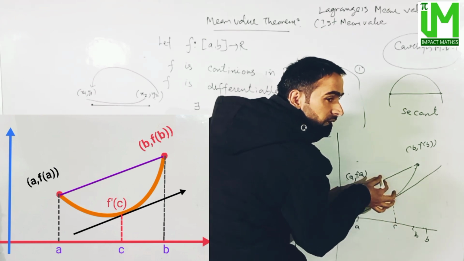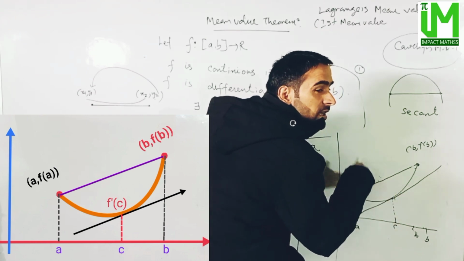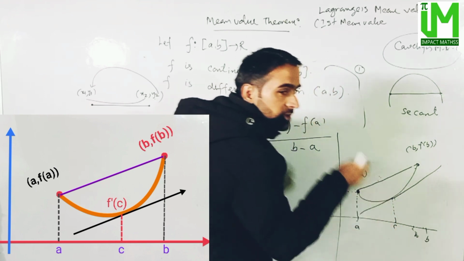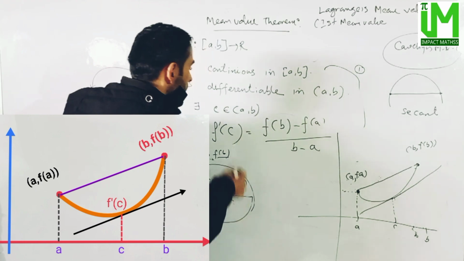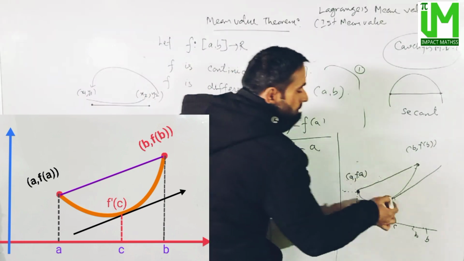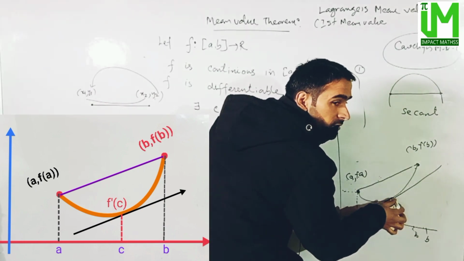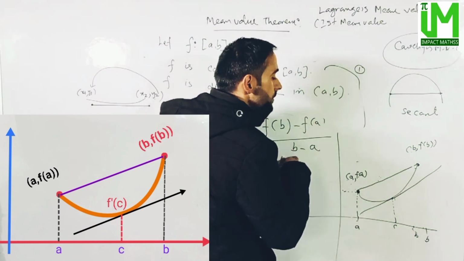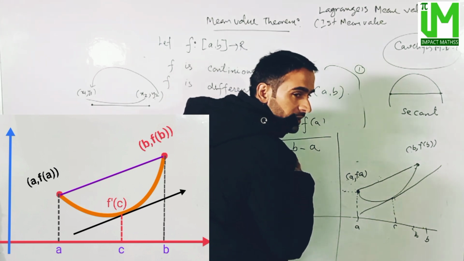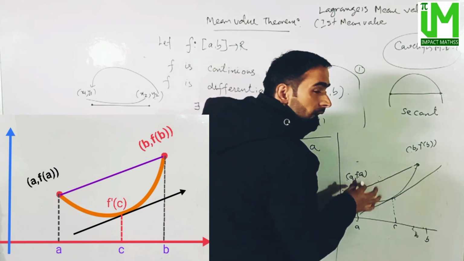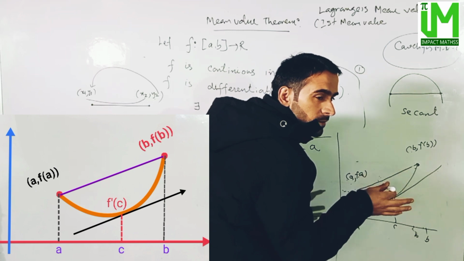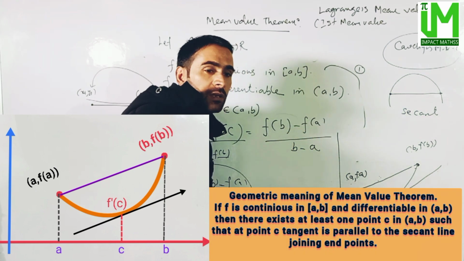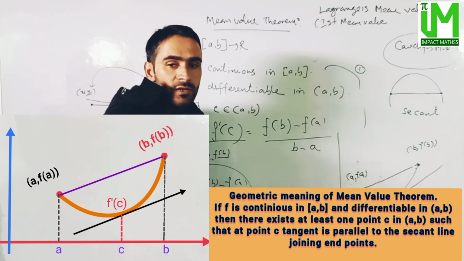Tangent is parallel to secant, guys, because they have equal slopes. Slopes of parallel lines are equal. If lines are parallel then the slopes are equal. f dash of c means the slope of the tangent at point c, and f of b minus f of a divided by b minus a is the slope of the secant line joining a, f of a and b, f of b. Understood? So this is the geometrical interpretation of the mean value theorem, Lagrange's mean value theorem.